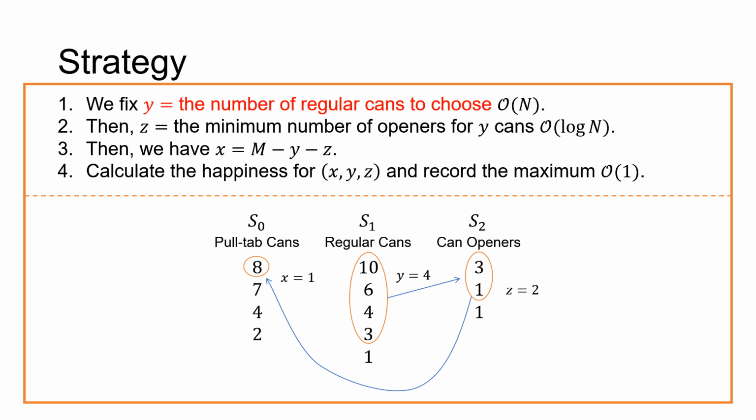Then, the variable x is calculated as m minus y minus z, and the happiness for the x, y, and z can be calculated by cumulative sum. In this way, we will get the maximum happiness after iterating the variable y and trying this algorithm.